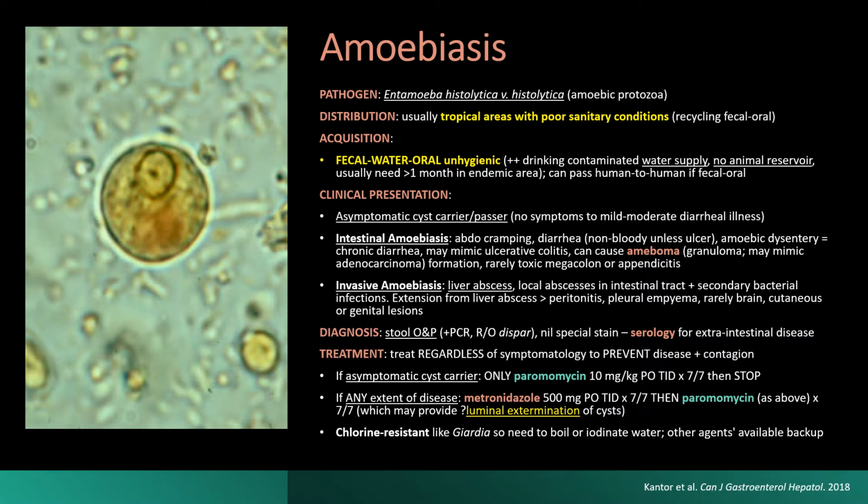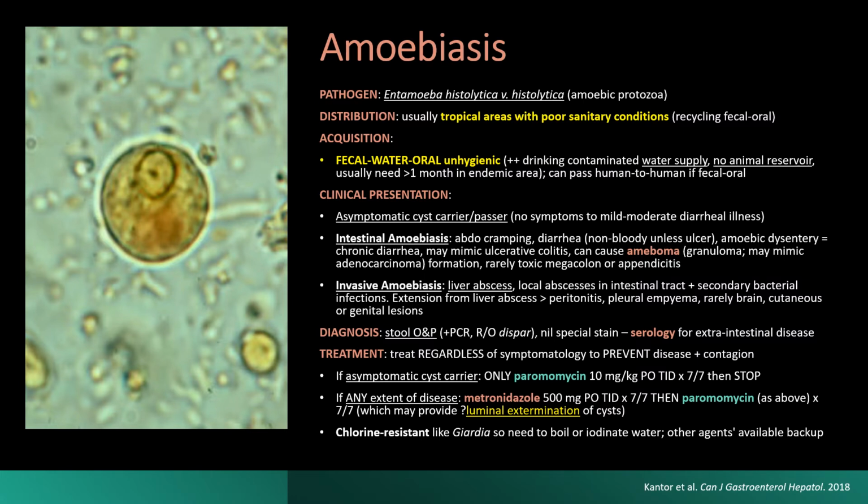But less commonly, patients can develop extraintestinal amebiasis, most commonly as a liver abscess, but also may present as peritonitis, pleural empyema, and less commonly brain abscess or cutaneous and genital lesions. Diagnosis is made via stool, ova, and parasite with serology for extraintestinal disease. Treatment is indicated in all patients and at the very minimum involves use of metronidazole 500 TID for 7 days, which is active against Entamoeba.